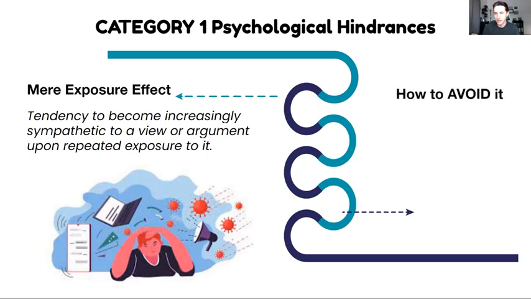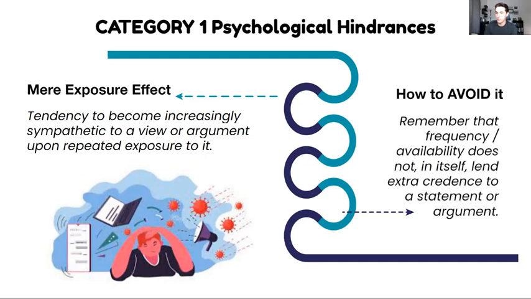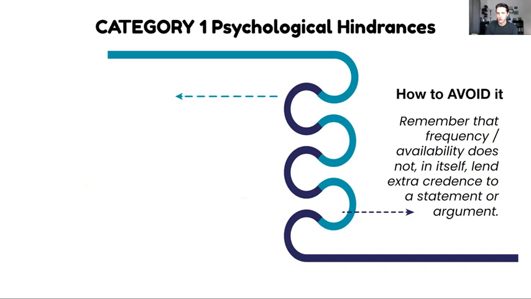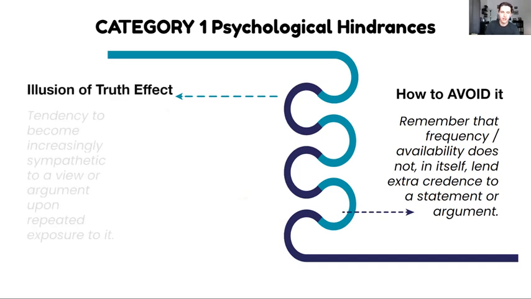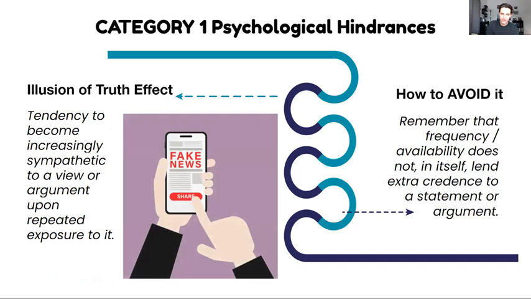And media companies know that they're doing this. Apps do this, social media apps. If you just expose someone to enough of these triggers, then they're more likely to either believe it or buy it or both, right? How do we avoid this? Well, we need to remember that frequency or the availability of something does not in itself lend extra credence to a statement or argument. Another one is the illusion of truth effect.